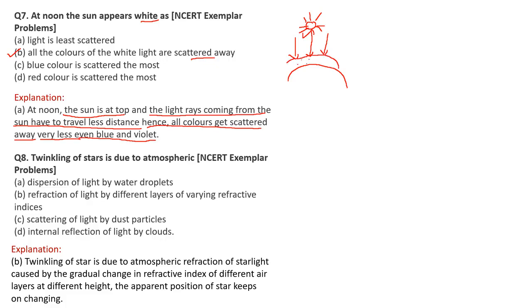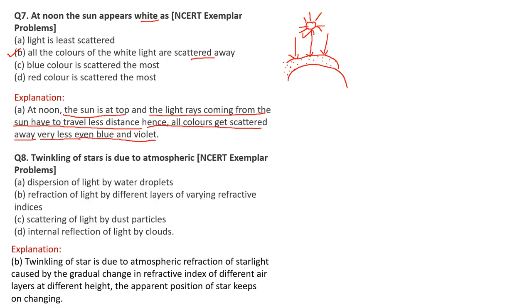So atmosphere over here is the least. This is the least atmospheric distance it has to travel, right? And all the lights, all the different components of the white light, they get scattered, right? And because they get scattered, you are able to see the white light.